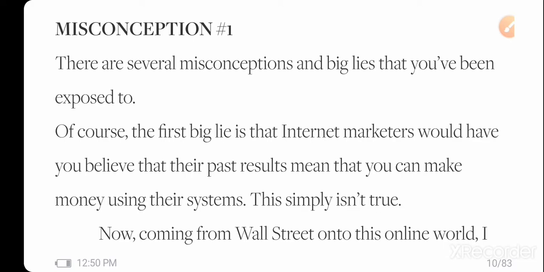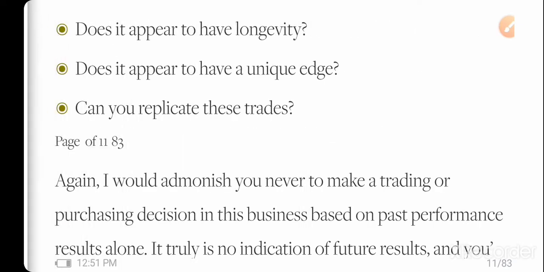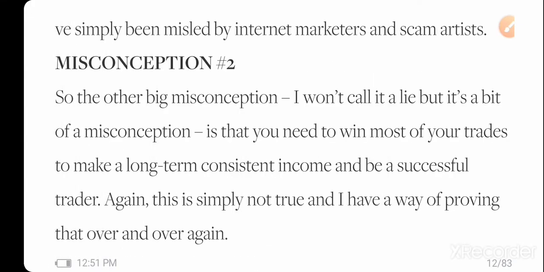Okay, so misconception number 2, the writer says he wouldn't call this a lie, but it's a bit of a misconception, and that is the fact that people think that you need to win most of your trades and lose just a few in order to become successful. And this also, he says, is not true. Okay, it is not actually a fact.